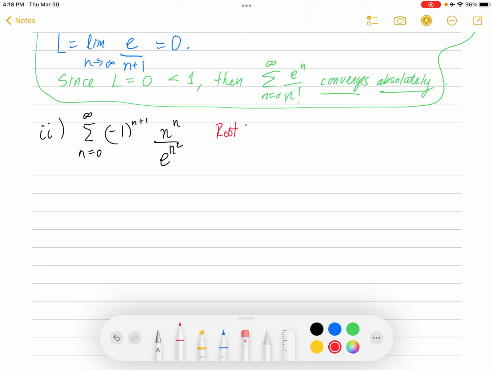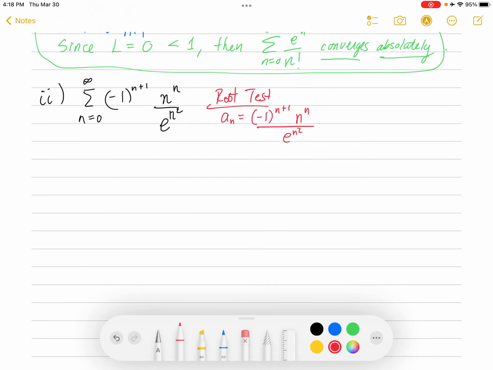Now maybe I'll put it up here. And with the root test, our a_n is going to be (-1)^(n+1) n^n over e^(n^2). So, root test, remember the root test. It's a special limit.